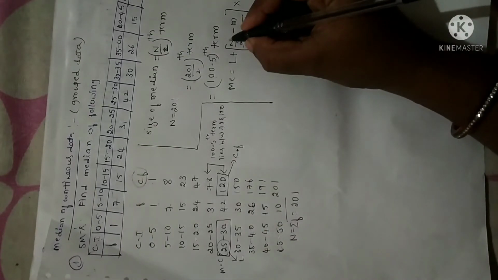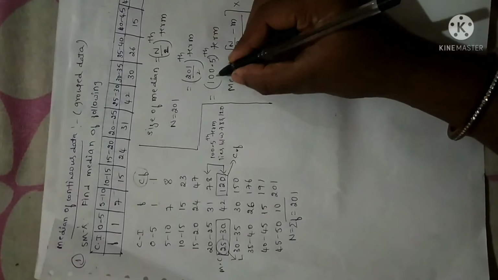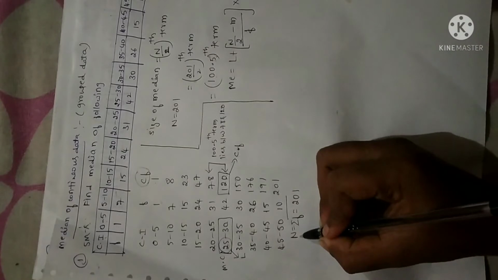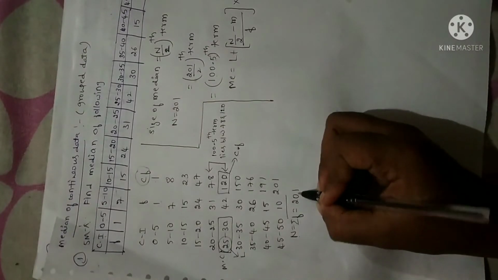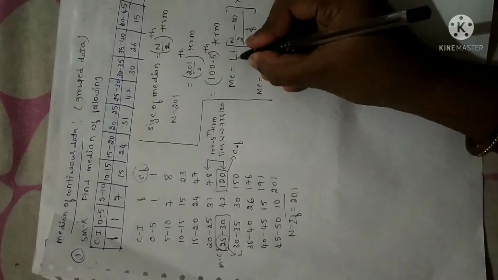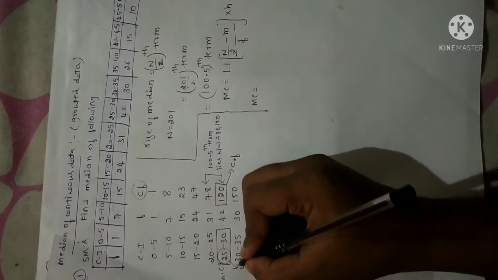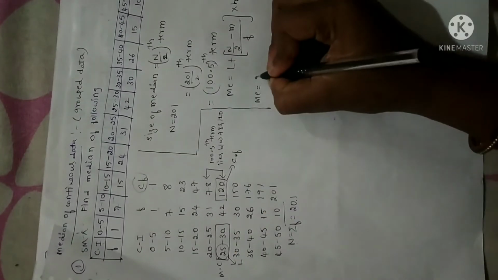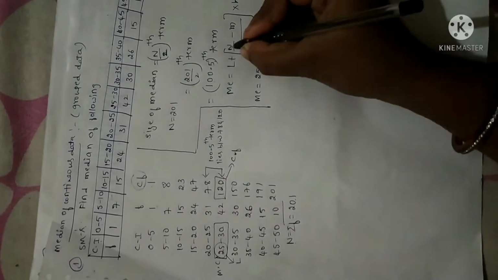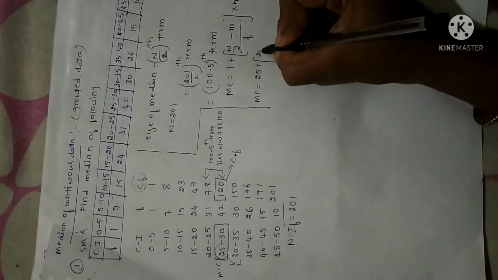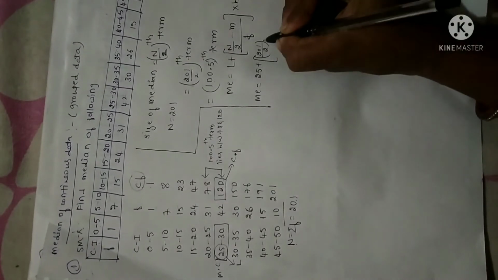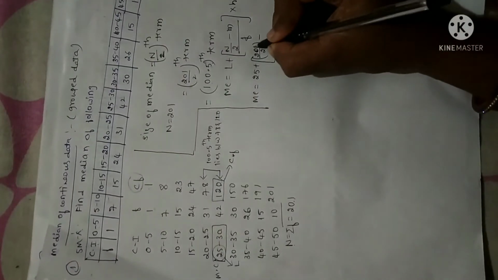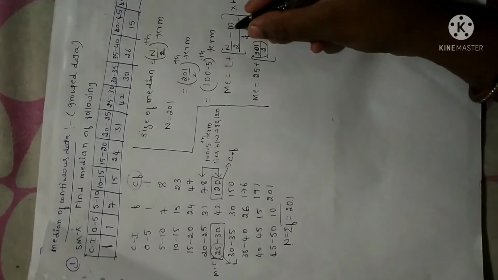Now we need the capital N value. Capital N is none other than the sum of frequencies that we have obtained. Here I have calculated, n is equal to sigma f, which is 201. I'm going to substitute as and when I explain. So L is 25, the lower limit of the median class. So the median class is 25 to 30. So L is 25 plus n, the total sum, 201, divided by 2 minus m.